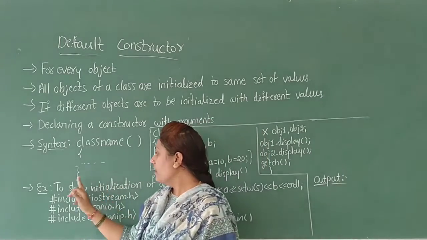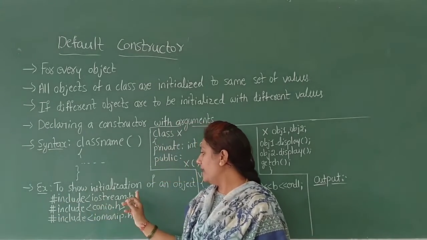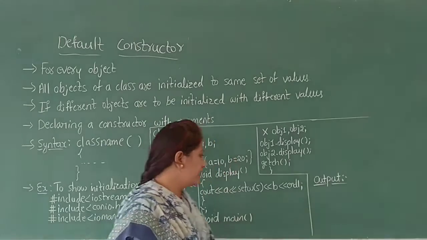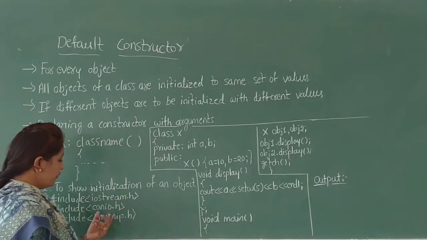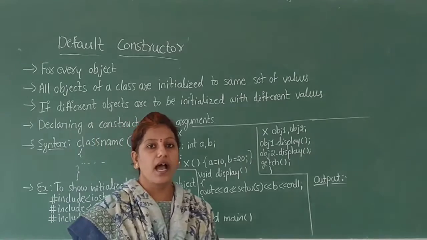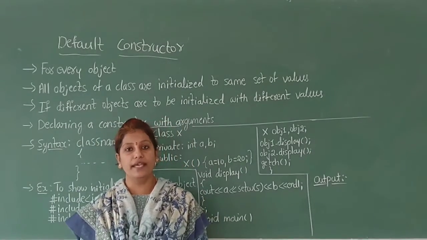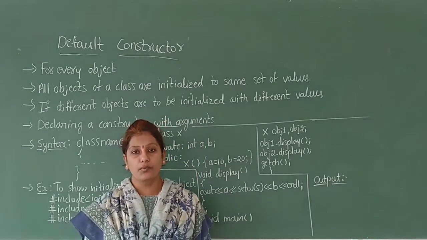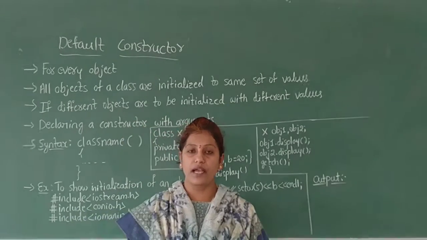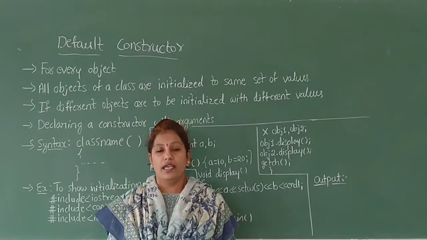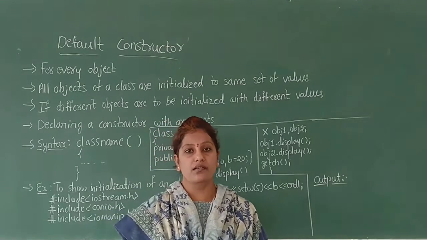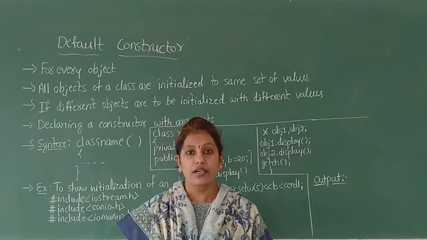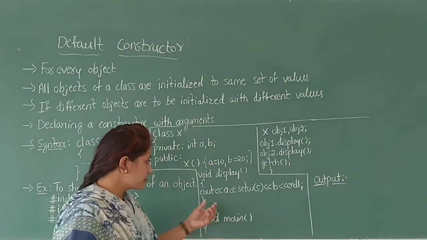For example, to show initialization of an object using a default constructor, first we have to include three header files: iostream.h, conio.h, and iomanip.h, to include input and output devices in the program, execute the console input and console output statements, and use the manipulators that are used in the program.